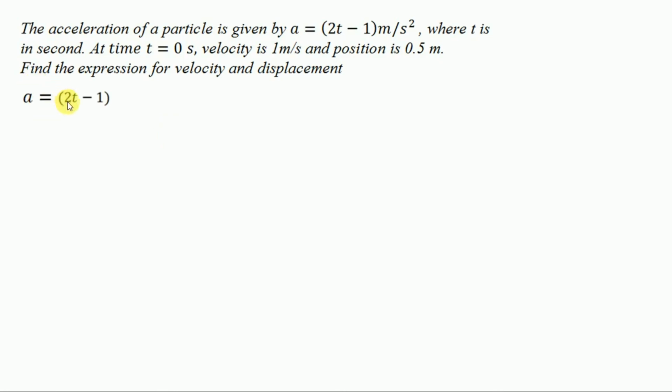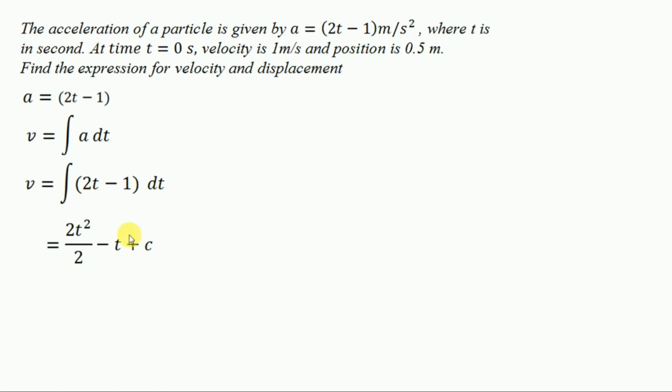So acceleration is 2t minus 1, and we know differentiation of velocity is acceleration. That means integration of acceleration will give velocity. So now I'll put the value. We know integration of t is t to the power 1 plus 1 divided by 1 plus 1, so t square by 2, and integration of constant is t, so that means minus t plus c, where c is the constant of integration. This is the expression of velocity, but we have to find the value of c.